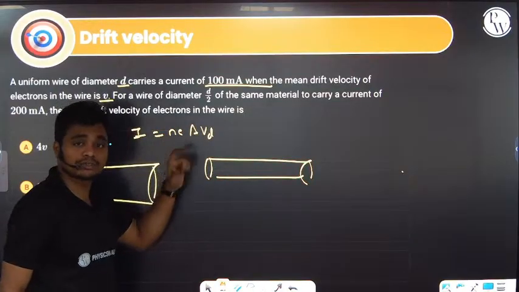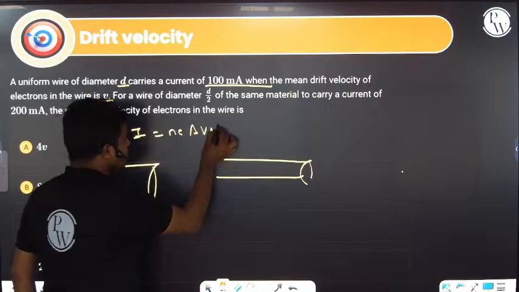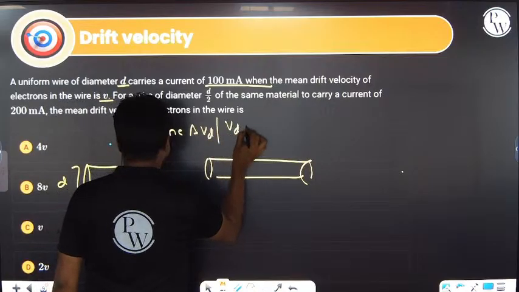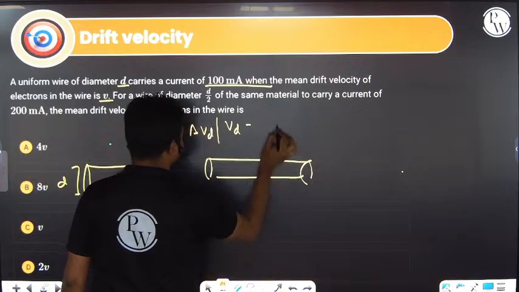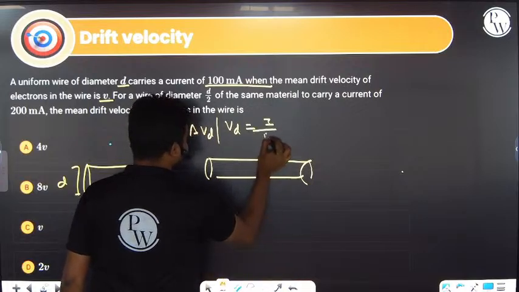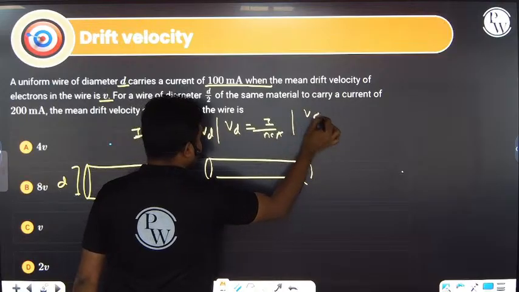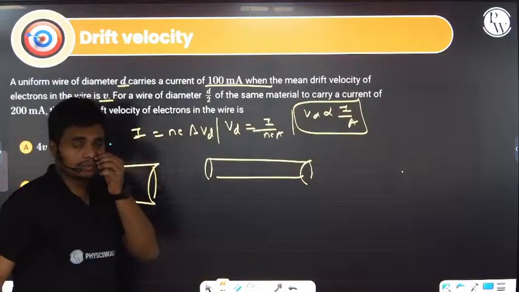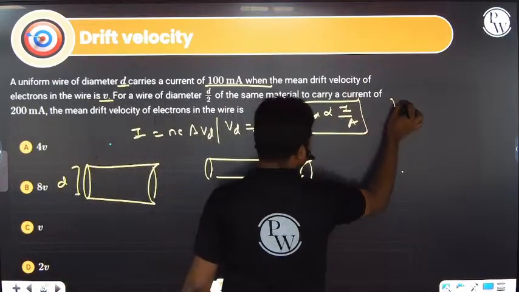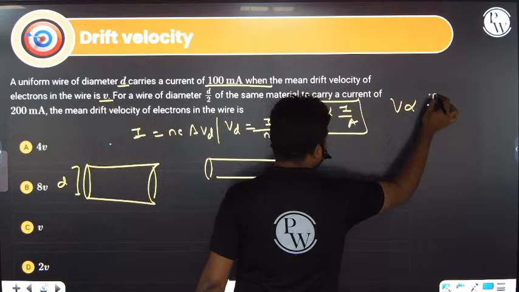e is the charge of the electron, that is fixed. So drift velocity VD depends on two things: current as well as area. VD is proportional to I divided by nEA, so VD is proportional to I divided by area. So drift velocity V is proportional to I divided by area.